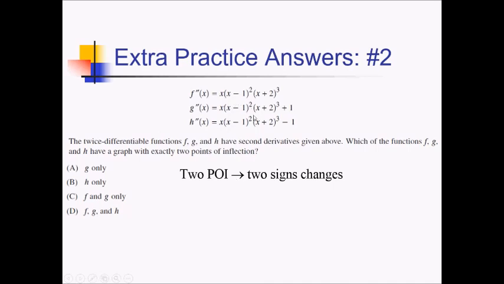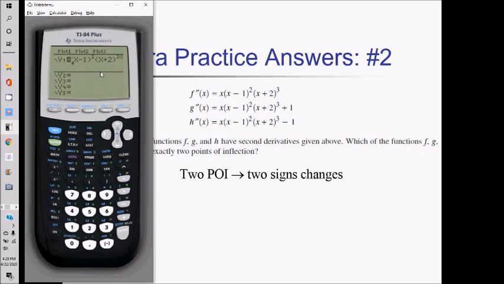So all we have to really do is graph these out and see which ones have exactly 2 sign changes. All right, well, to do this, let me go to my y equals on my calculator. So in my y1, I'm putting f double prime, and that took a little bit to write out, but I got it in there. Now I'm going to write the other 2. Now, I'm going to be kind of clever about this, because if you look at g double prime, it's exactly the same as f double prime, except you're adding 1 at the end. It's basically a small shift in f double prime.